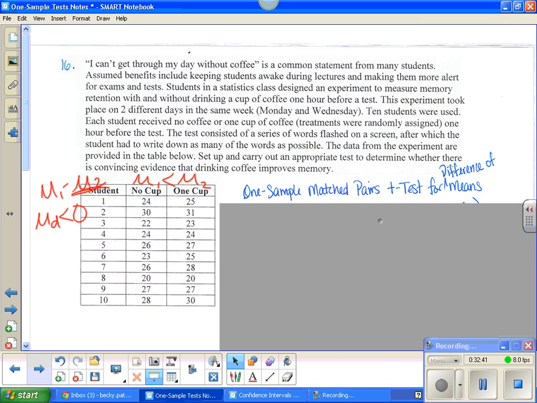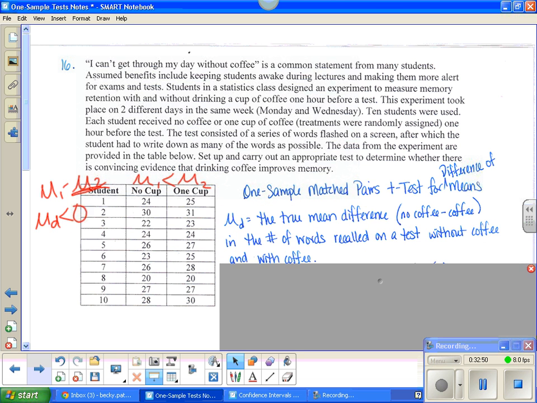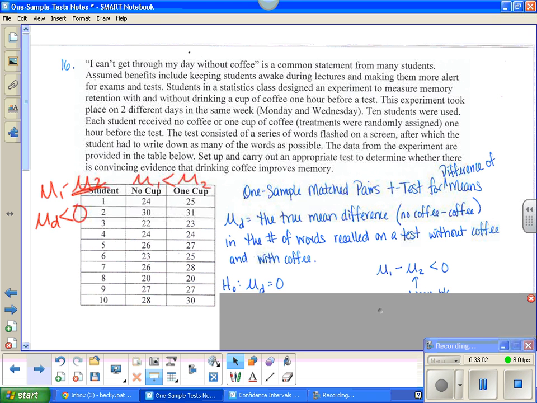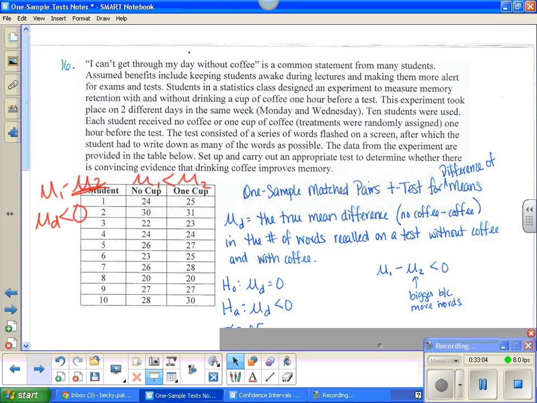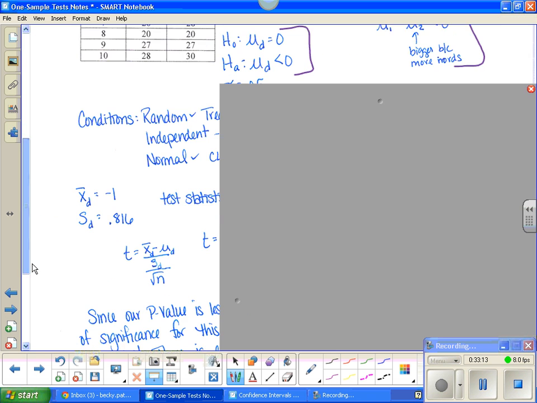It's a 1 sample, because all matched pairs are 1 sample. T-test for difference of means. Good there? Mu sub d, the true mean difference, and I had to define it, no coffee versus coffee, and I just left it in the order that they had it. And the number of words recalled on a test without coffee and with coffee. Then this is my null and my alternate. This is me figuring out should it be positive or negative, which is what we did over there on the side. Everybody so far so good?